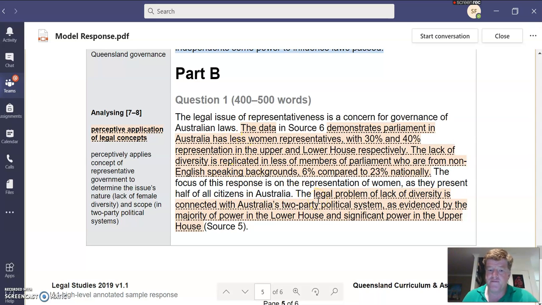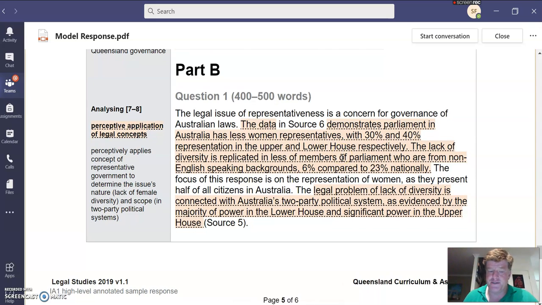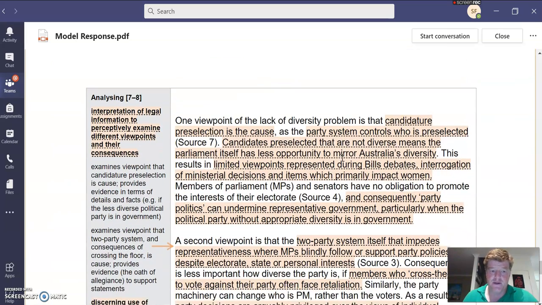The legal problem of lack of diversity is connected with Australia's 2-party political system. So that's where they've gone with that, by the majority power in the lower house and significant power in the upper house. So they've looked at legal concepts there, like the way Parliament is structured. So this is the analysing criteria, the first part of the analysing criteria.